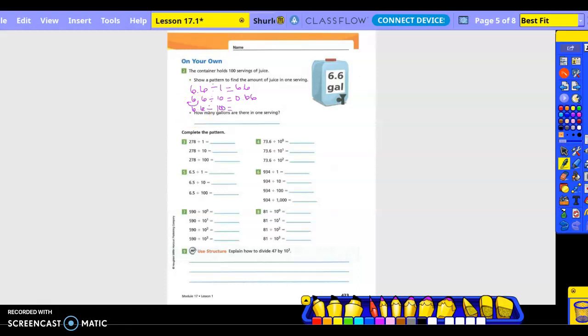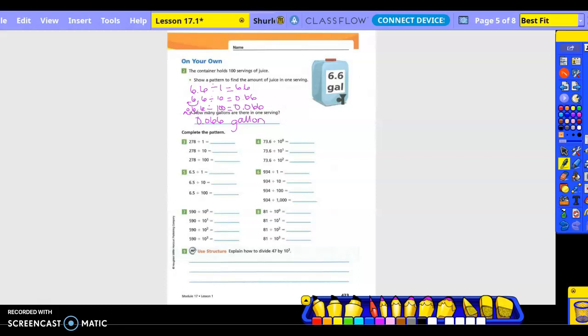Am I going to the left or to the right? Left, how many places? 2. So once again, if I don't have enough spots, I put a 0 to hold my spot, so 0.066 of a what? Gallon. Okay, complete the pattern.